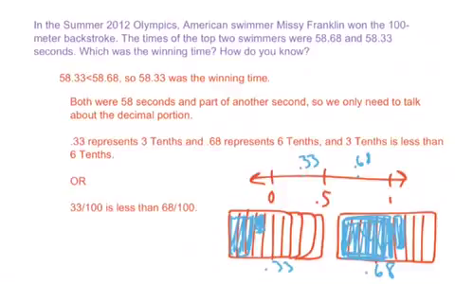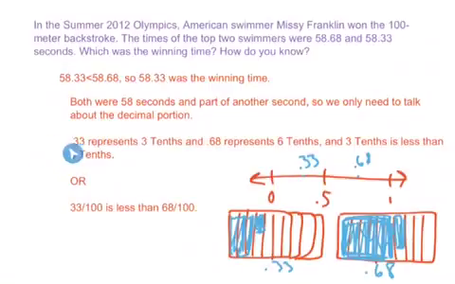All right. Here we go. Well, I could say that both were 58 seconds and part of another second. That's what this is, right? The decimal means part of a second. So we only need to talk about the decimal portion because these 58s can cancel each other out.